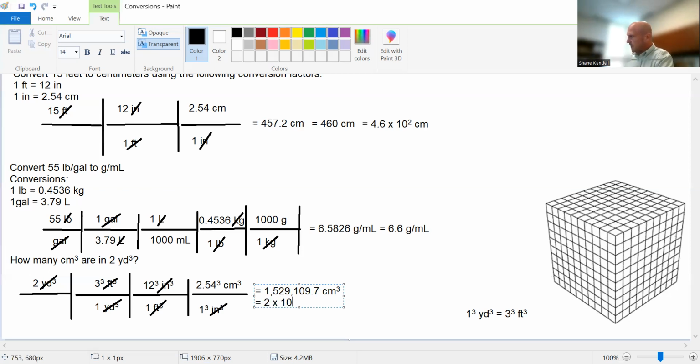So that's going to be 2 times 10 to the power of 6. Let's have a look at why. If I looked at my decimal point here, I'd have to move it over 1, 2, 3, 4, 5, 6 times to get to this spot here, which would take you to 1.529. But we can only report the one significant figure, so that will get rounded up to 2. And that's how many cubic centimeters we'd have.